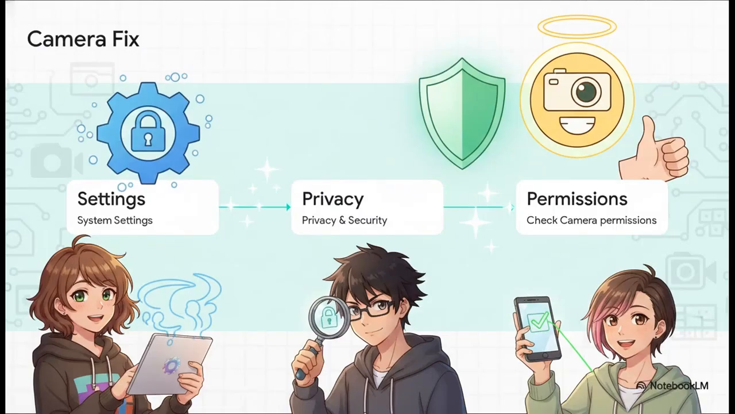Well, take a deep breath, because the fix is almost always a quick permissions check, rather than a total hardware failure. You simply navigate exactly here, System Settings, hit Privacy and Security, and then verify that your camera access is toggled on for the app. Boom. It is a 10-second verification that instantly resolves the most common roadblock and gets you right back into your workflow.